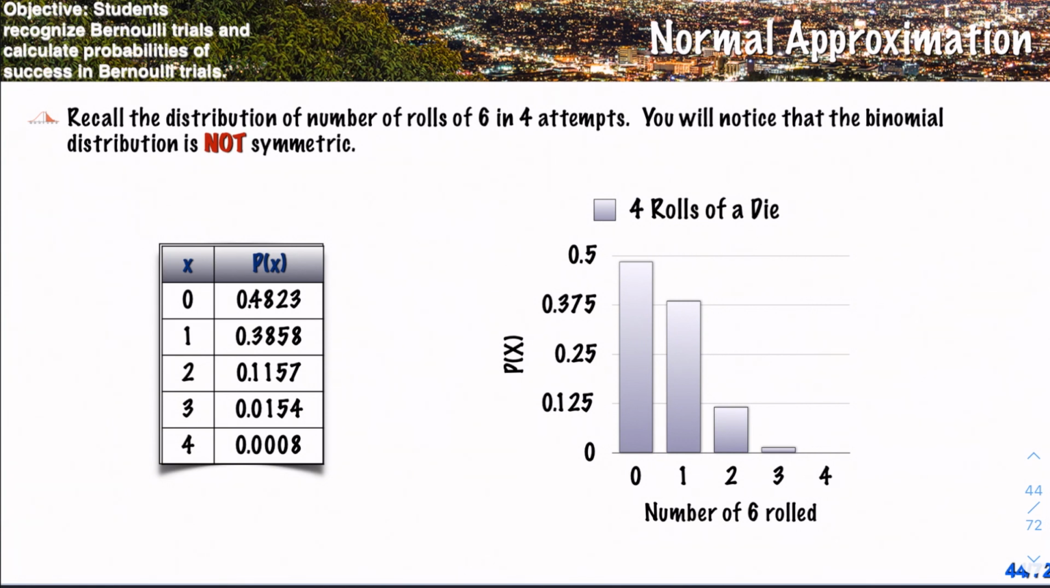So just think back, a couple examples ago, we looked at the distribution of rolls of 6s in 4 attempts. And you'll notice that the binomial distribution is definitely not symmetric. It's got this exponential decay that you would expect from just 4 rolls with 5 options.